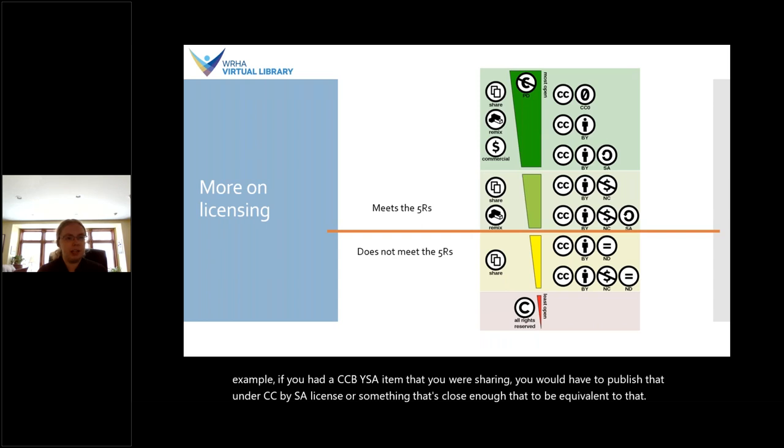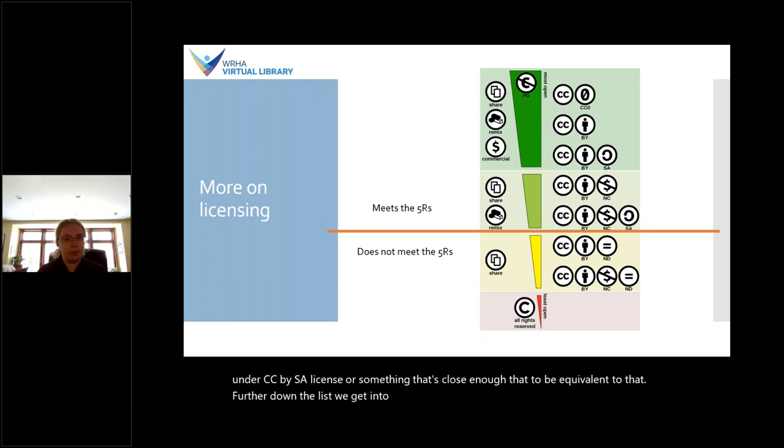Further down the list, we get into NC, which is a non-commercial requirement. So that means that you can't sell whatever it is that you're basing off of these items. And then we hit that orange line, and items below that orange line are ones that don't meet the 5R requirements that we outlined on the previous slide.